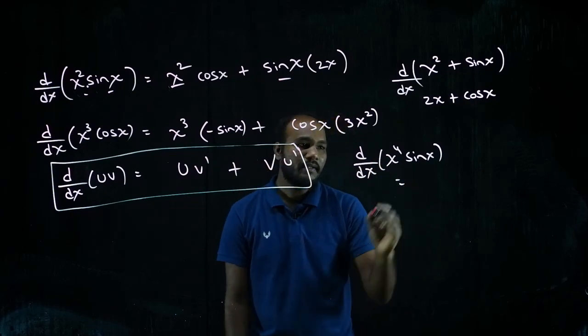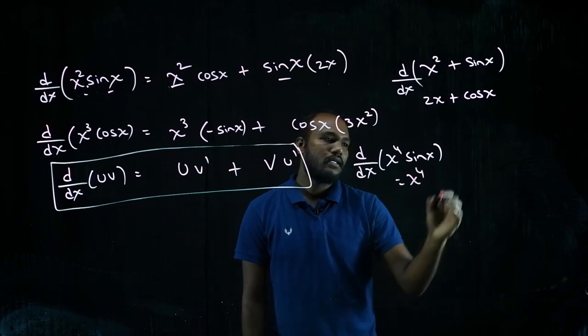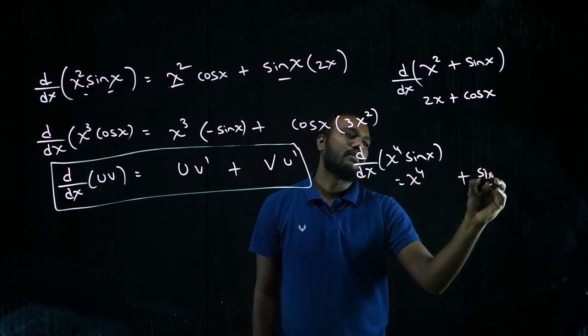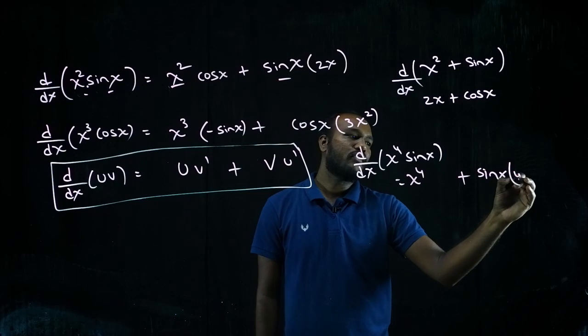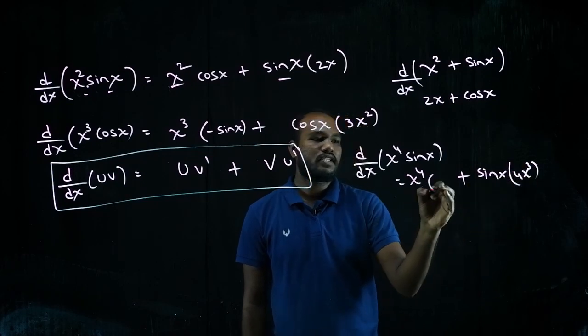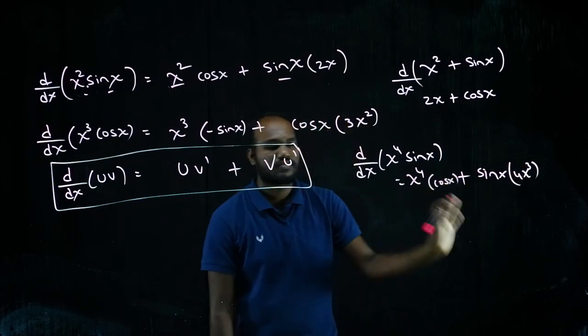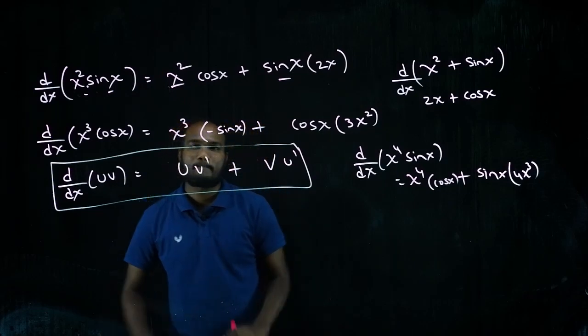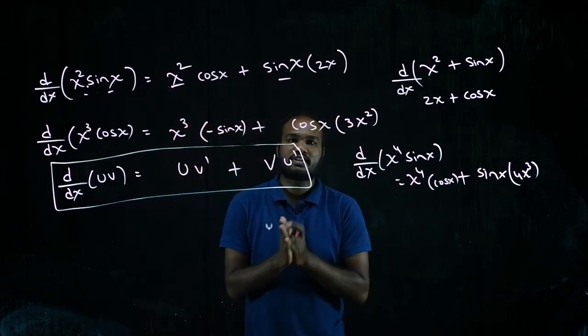Okay, I hope you have tried. So x power 4 I have to write plus sin x I have to write. This differentiation here is 4 into x cube. This differentiation here is cos x. Close. Simple. Yes or no?